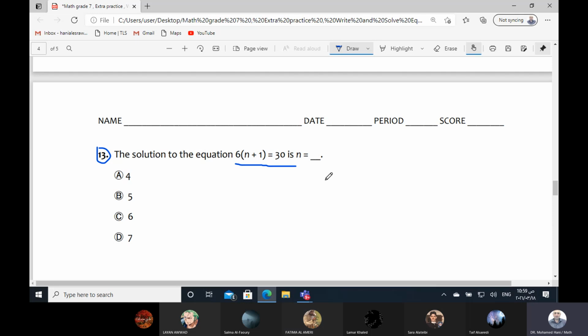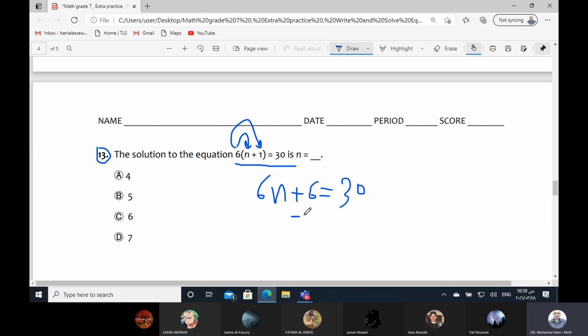It's 4. Right. Check with me, please. We can use the distributive property here. 6 times n, 6n, plus 6 times 1, 6, equals 30.